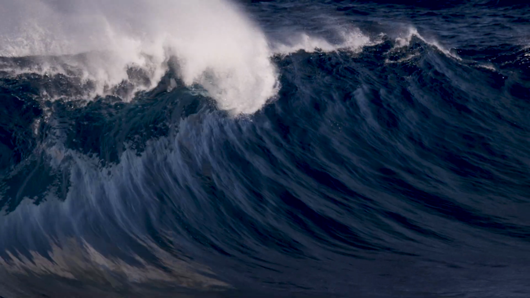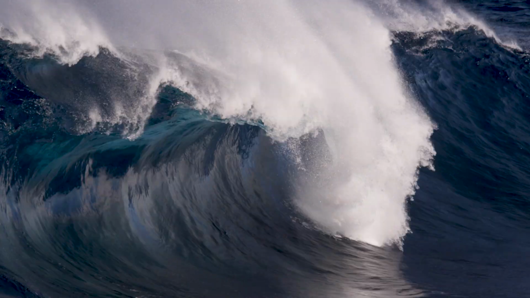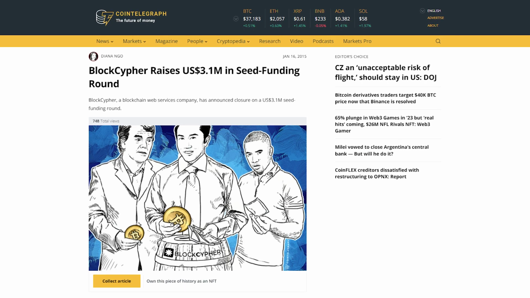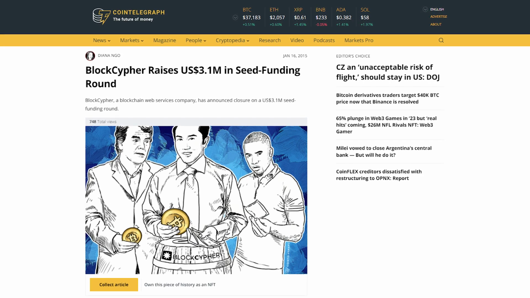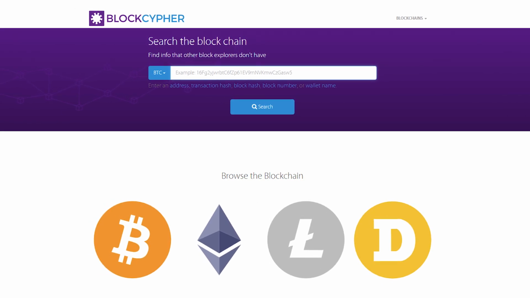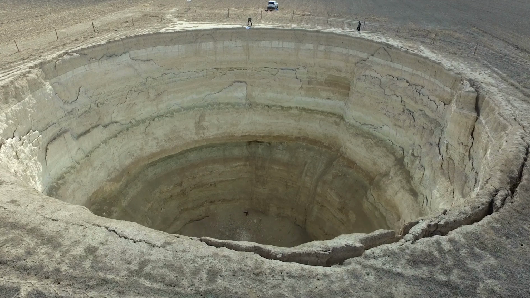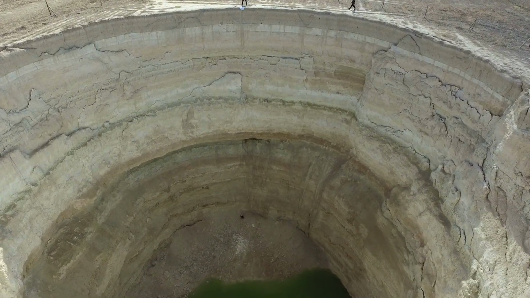In that same year of 2015, another blockchain company began to make some serious waves. BlockCypher, a web services company, completed a $3.1 million seed funding round to expand its services, including more advanced blockchain analytics. This is what led them to launching their own Block Explorer, one that would look to dig even deeper and help people understand the real story behind the blockchain.